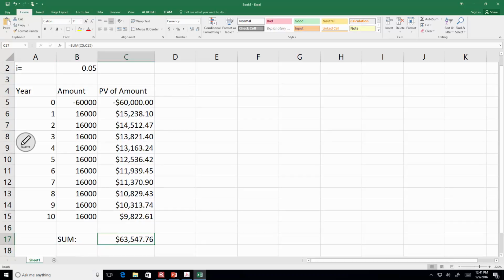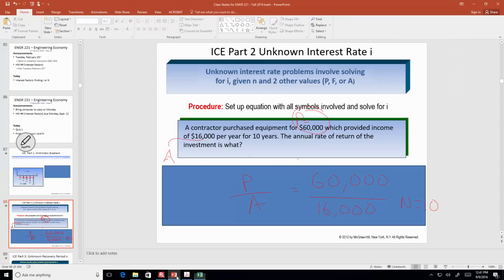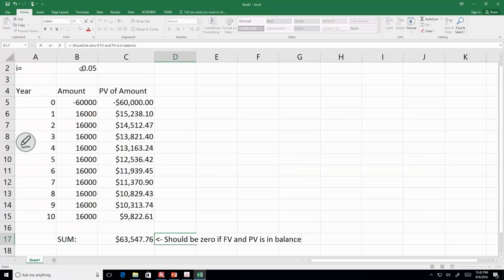Now what that tells me, the fact that it's not 0, tells me that I don't have the right guess value for I. So my goal is that this amount should be 0 if future value and present value is in balance. So let's go back to the original problem statement. It was asking basically, what's the interest rate that makes this present value of 60,000 equal to all those 16,000s that we're going to get for 10 years? So it's not 5%.